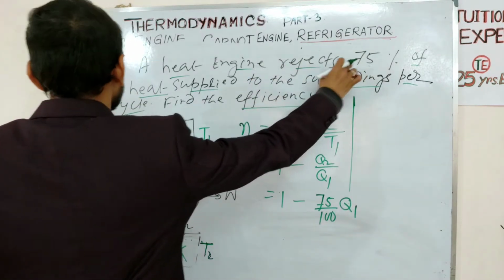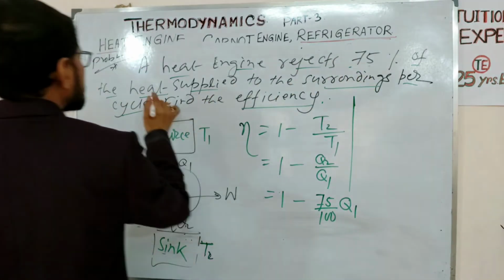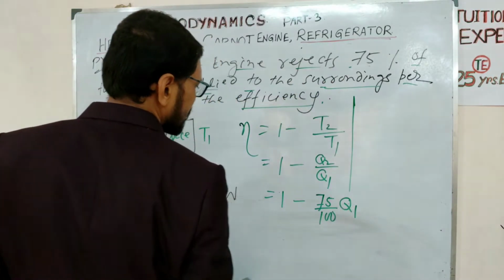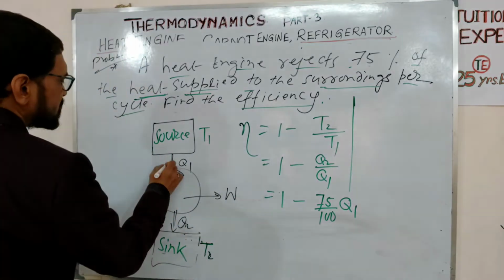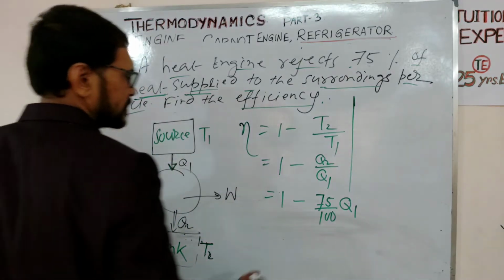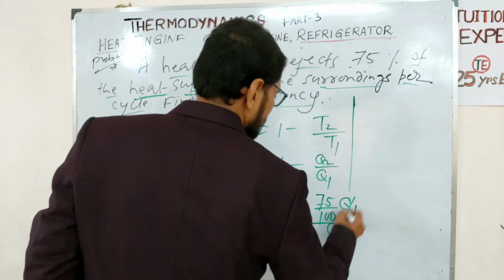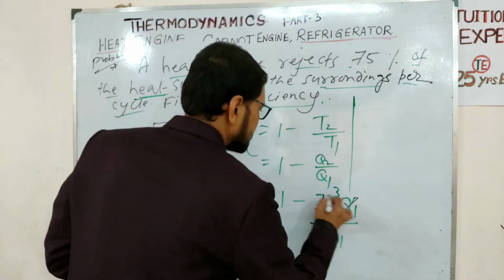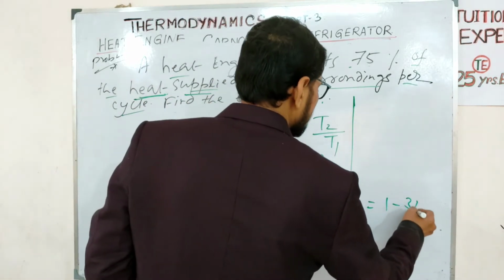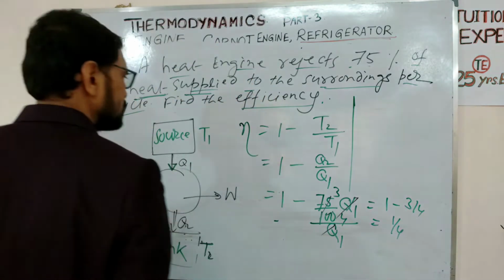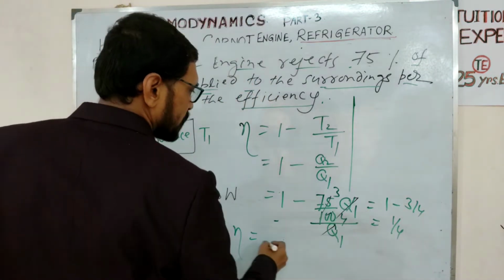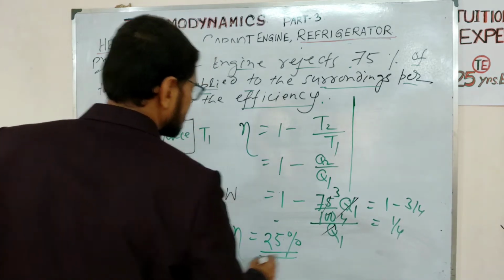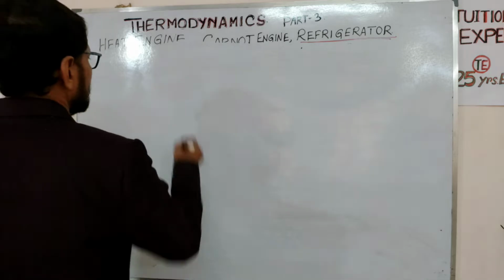Just study this language: rejects 75% of the heat supplied to the surroundings. 75% means 75 by 100 into Q1, that is 75% of the input Q1, divided by Q1. So this cancels, 3 by 4. So 1 minus 3 by 4 means 1 by 4. So efficiency in percentage form, into 100, is 25%. This is the answer.